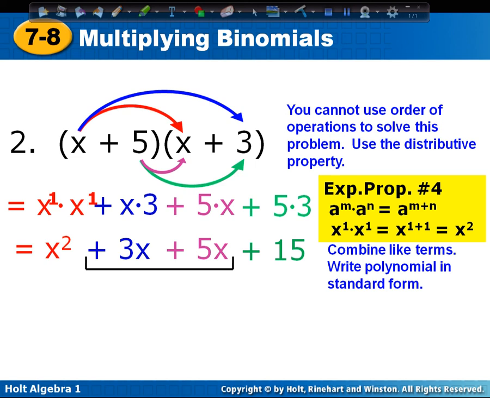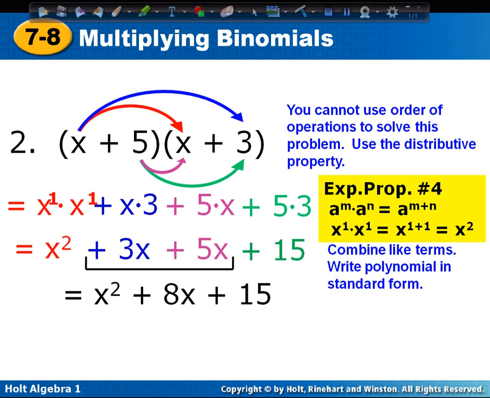Then we're going to combine the like terms, and if you do this correctly, most of the time you'll be able to put these two middle terms together. And we can put those together because they are alike. They both have an x without any exponent to them. So we're going to say 3 plus 5 is 8. So our final answer here is x squared plus 8x plus 15.